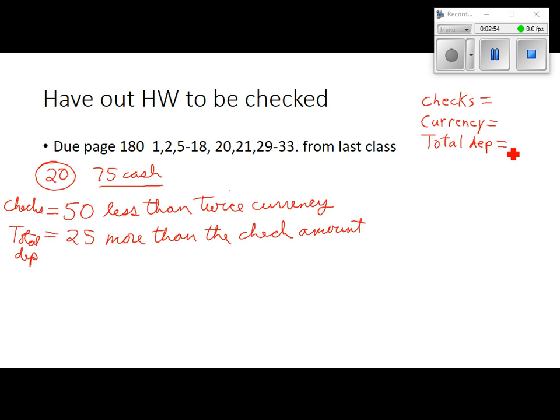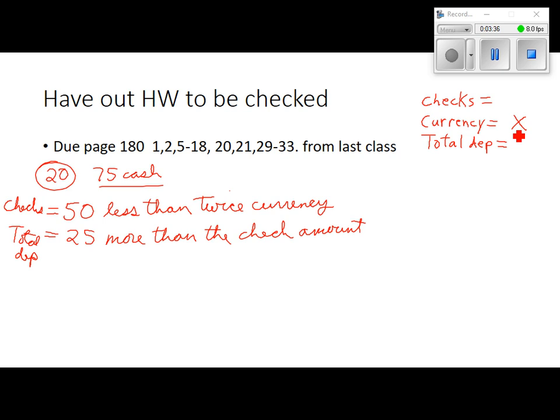So, what can we put on here? Well, wouldn't the currency be 75? No, that's how much we're taking back. So that's how much we want to keep out once we make the deposit. So what if we did this? Let's make currency X. Make check, maybe we'll make it Y. We'd like to keep it down to one variable if at all possible.